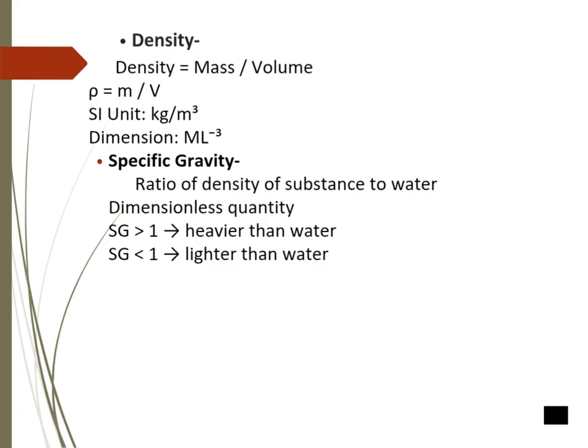Next is specific gravity. Specific gravity is also known as relative density. As a dimensionless variable, it is the ratio of two densities, that of a substance in question and that of a specific reference material. For liquids and solids, the reference material is usually water. For gas, air is commonly used as the reference material. So the formula is specific gravity equal to density of substance upon density of water.